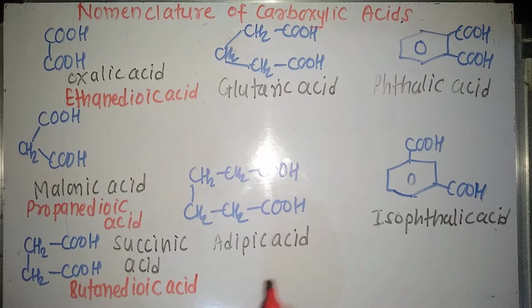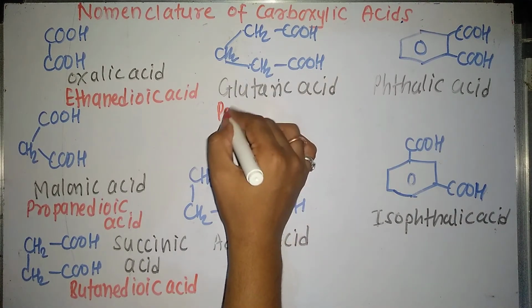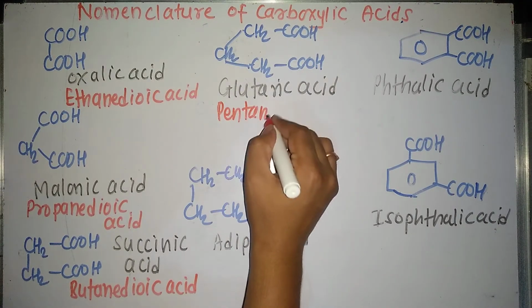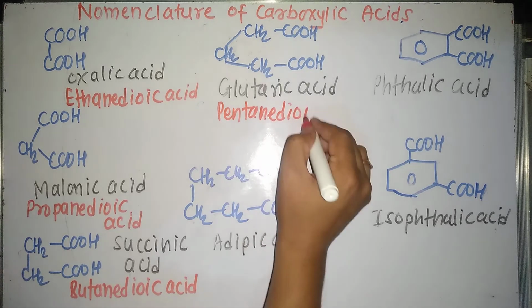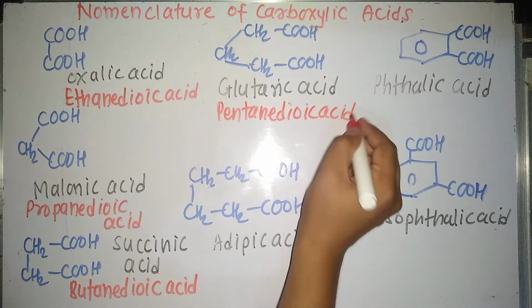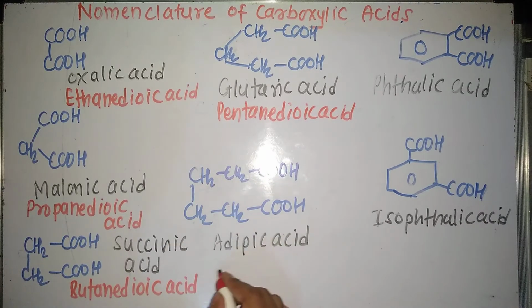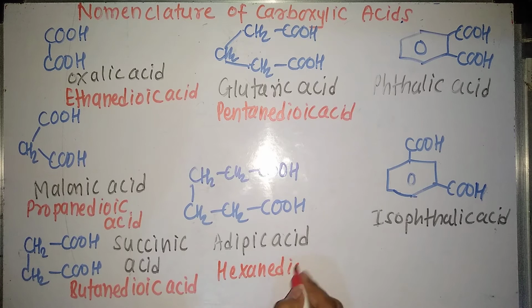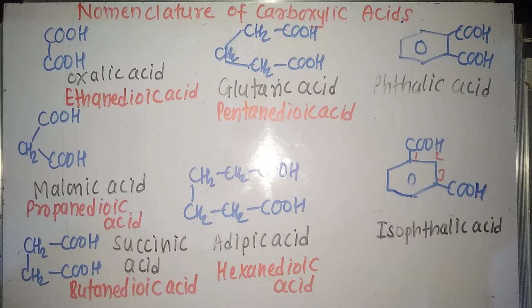How many carbon atoms do we have in total? 5. A 5-carbon alkane is pentane. Then again it will become pentanedioic acid. Similarly, how many? 6 carbon atoms are there. So we will write it as hexane. At the end, dioic acid. Remember, there is no need to replace the E.